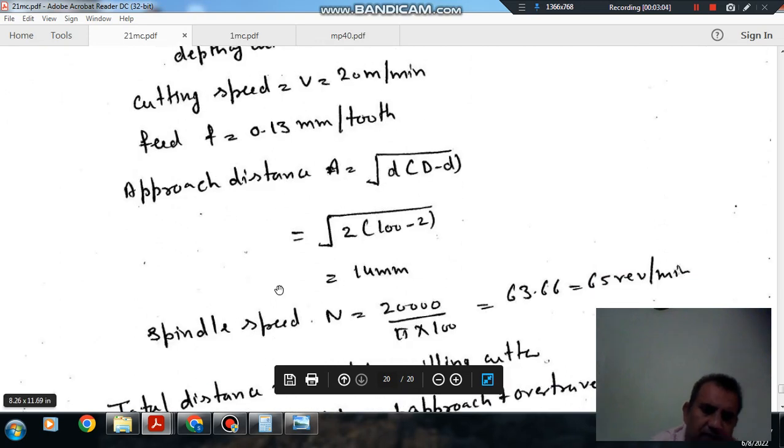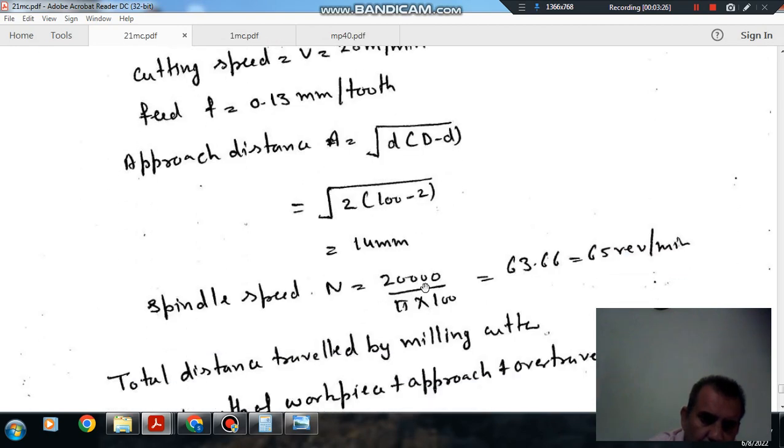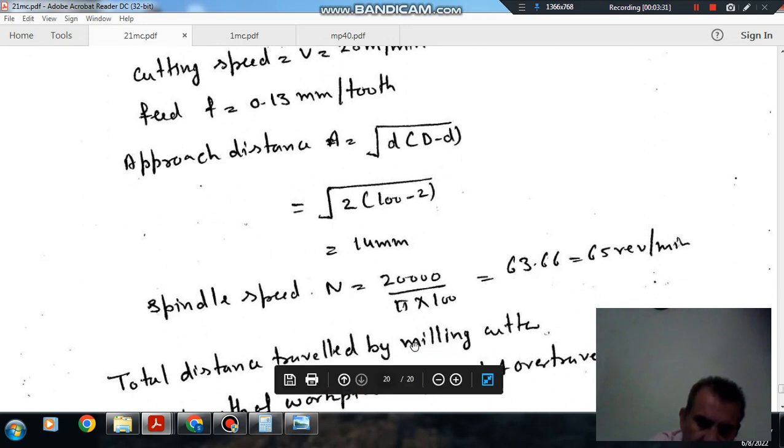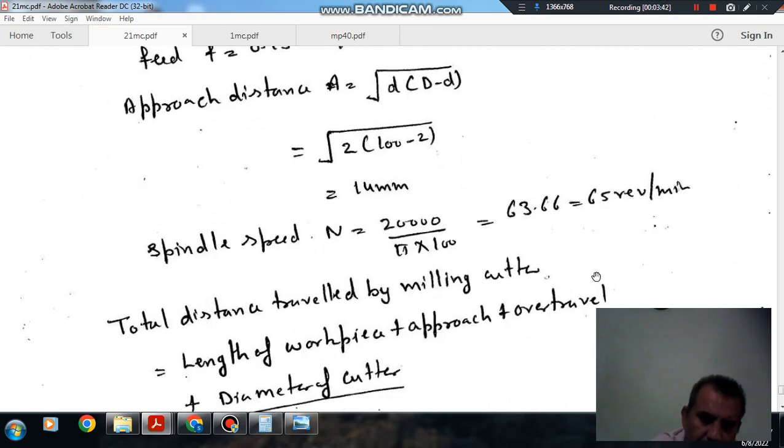Okay. And spindle rpm or spindle speed can be calculated as speed is given as 20,000 mm per minute. Okay, that is 20,000, and pi, and diameter of the cutter is given as 100 mm. So rpm of the spindle will be speed divided by pi d. Okay, dividing speed by pi d. So rpm will be 63.66, or we can say it is 65 revolution per minute.